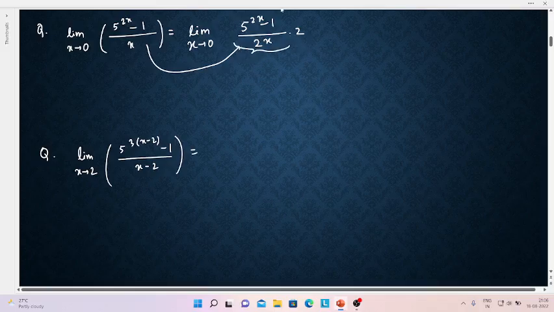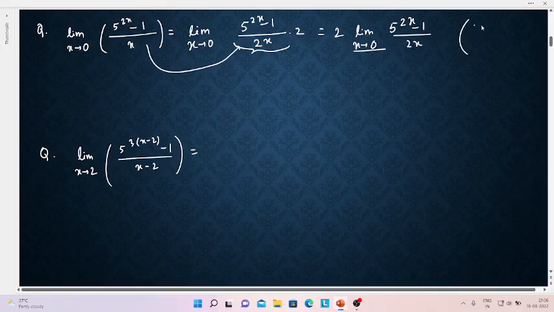And here you can see that this is the function and 2 is multiplied with this function. Since 2 is a constant term, 2 can be outside of the limit, and it will be 2 times limit x tending to 0, 5 to the power 2x minus 1 upon 2x, right? Here we have x tending to 0, that should be 2x tending to 0. Since x tends to 0, x is very close to 0, so 2x is also close to 0.